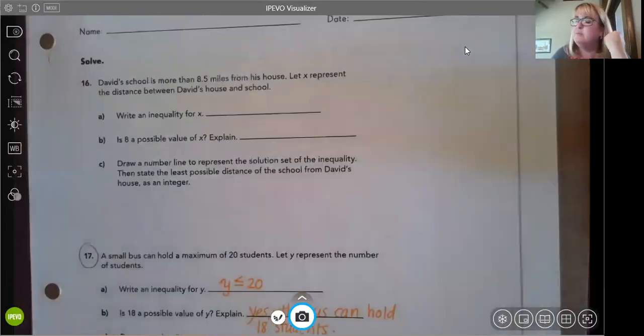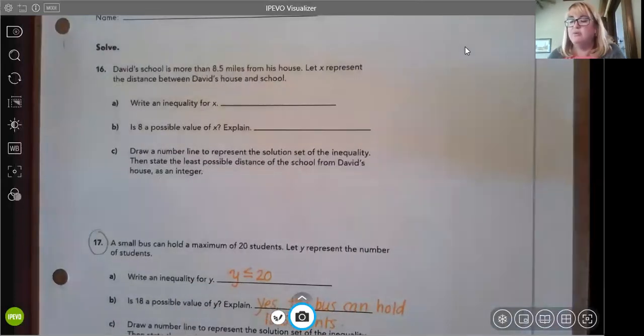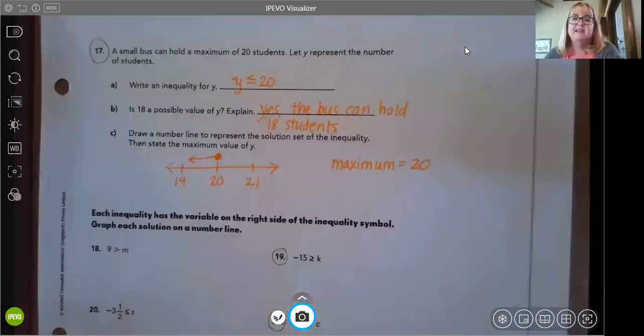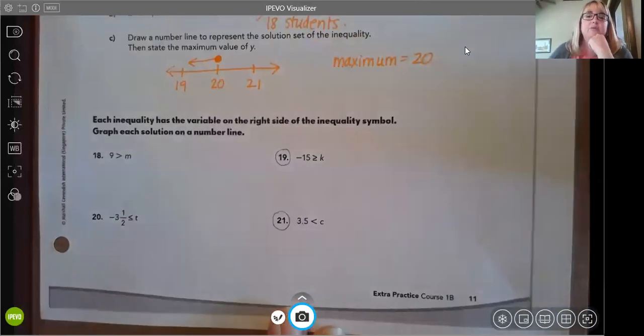Okay. So number 16, you're going to do the same thing, only it's a different situation. David's school is more than 8.5 miles from his house. And so you are going to write a representation, answer a question, and then draw a number line. All right, let's look at the last section. It says each inequality has a variable on the right side of the inequality symbol. Graph each solution on a number line. We're going to do 19 and 20.